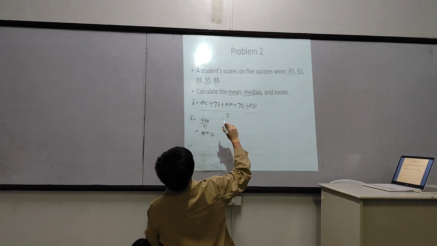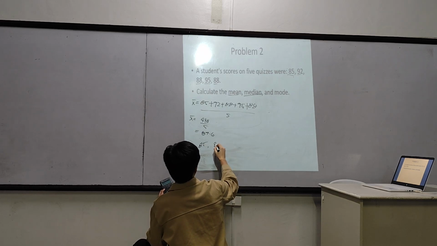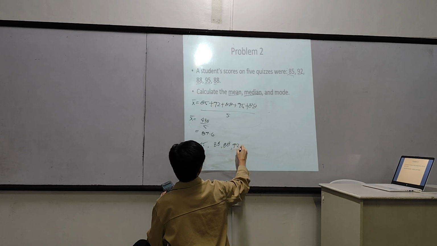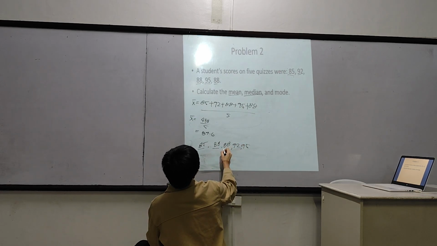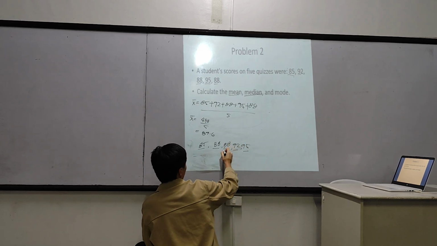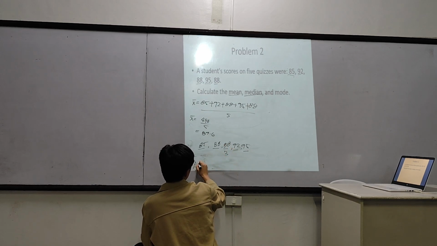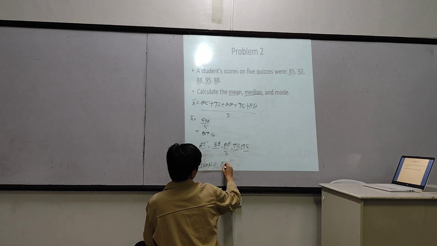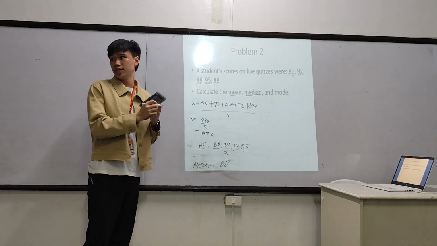To find the median, we arrange this in order from least to greatest. So we have 85, followed by 88, followed by 88, followed by 92, and lastly 95. Let's count it: 1, 2, 3, 4, and 5. So that's an odd number, and the 3rd is the middlemost. So the median is equal to 88.